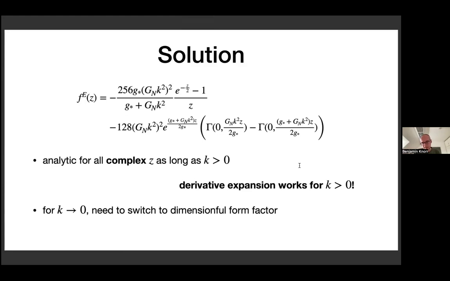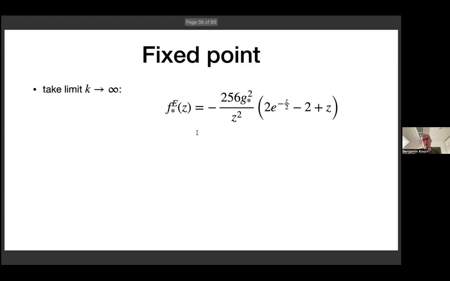For k to 0 specifically, you have to switch to dimensionful quantities again, because for sure, the first line will just go to 0 as k goes to 0, and the second line as well. So then nothing interesting happens for the dimensionless version of the form factor. Very good. Before we go to the k to 0 limit, let me briefly discuss the fixed point.